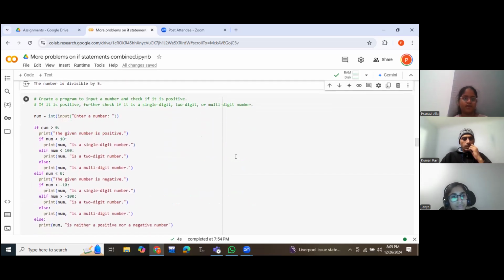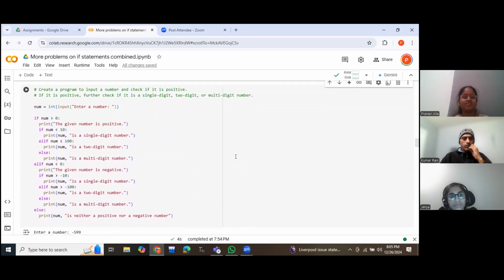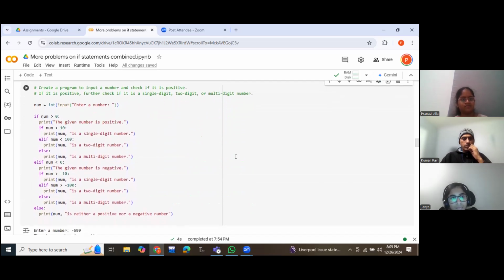This one, I checked if the number is negative or positive, also if it is single digit, two digit, or multi-digit. Okay, so if the number is greater than zero it's positive, and less than, okay, this is single digit, this is two digit, and else multi-digit. I did it for negative as well. Yes, for negative also you did. Okay, fine.